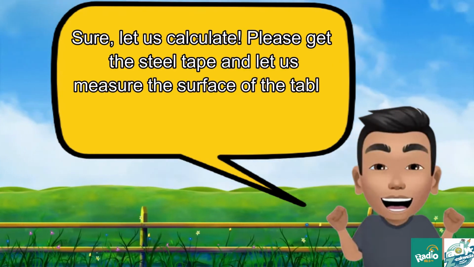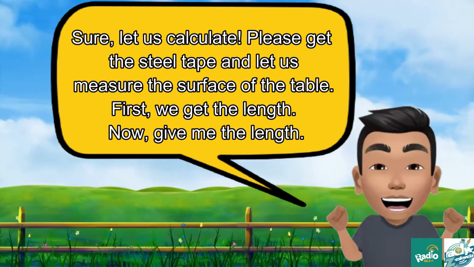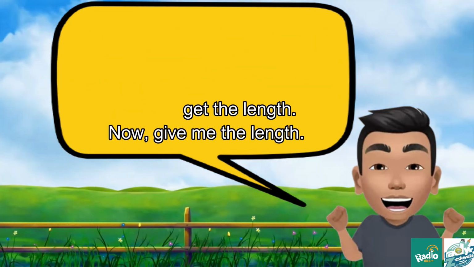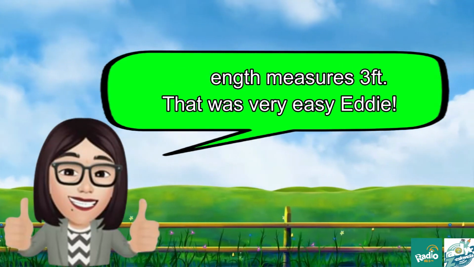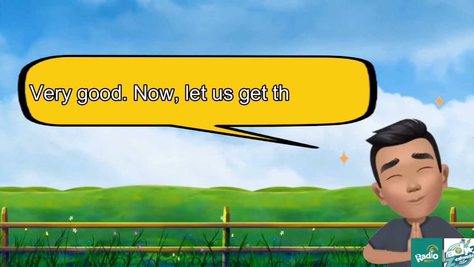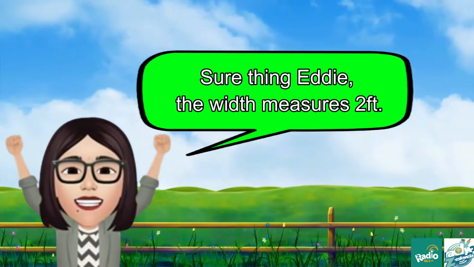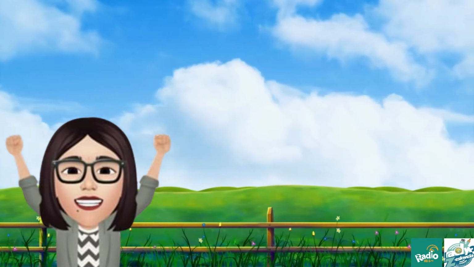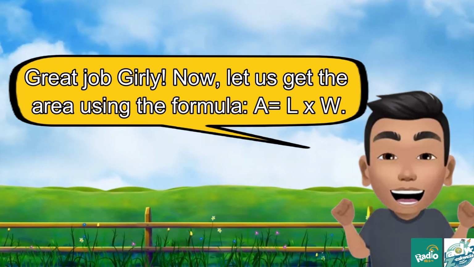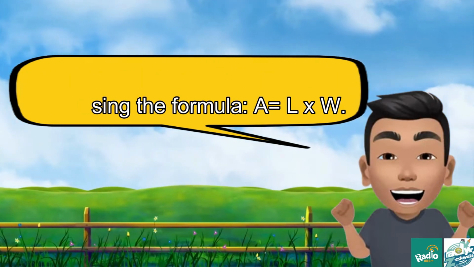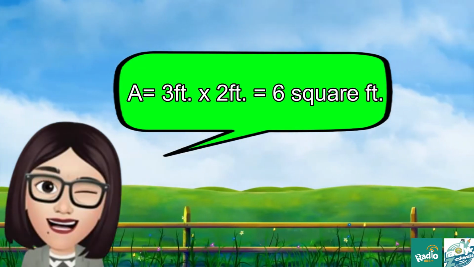Sure. Let us calculate. Please get the steel tape and let us measure the surface of the table. First, we get the length. Now, give me the length. The length measures 3 feet. That was very easy, Eddie. Very good. Now, let us get the width. Sure thing, Eddie. The width measures 2 feet. Great job, Girly. Now, let us get the area. Using the formula, area is equal to length times width. 3 feet times 2 feet is equal to 6 square feet.